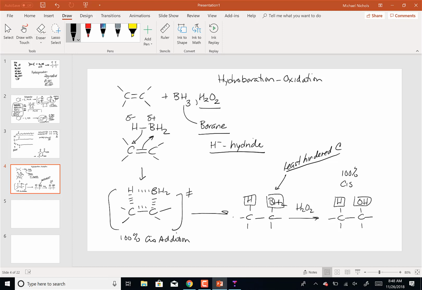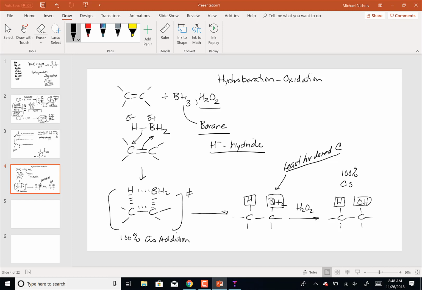And the question is why? Well, if you'd accept that BH3 is a bigger group than the hydrogen, then adding the bigger group to the less sterically hindered carbon is going to have a lower transition state because there's less stuff running into each other, less steric hindrance.